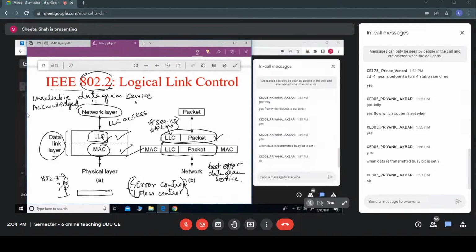etc. And the third type of service which is provided by this LLC is the reliable connection oriented service.